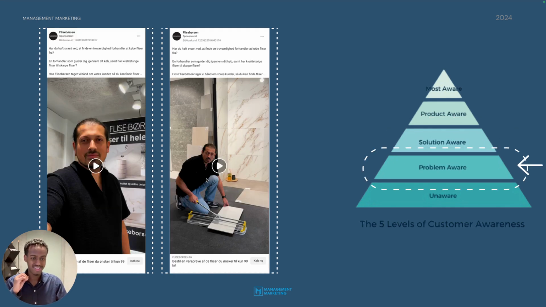There are problem aware audiences, and that is essentially as straightforward as it is. We are just making sure that we are agitating the problem that our target audience has. We are going extensively into the problems that you have when you are in the phase of thinking of buying new tiles for your home.